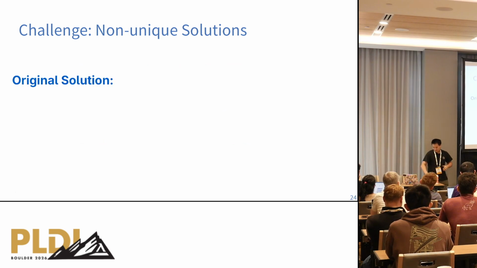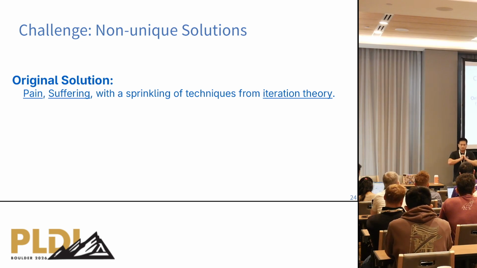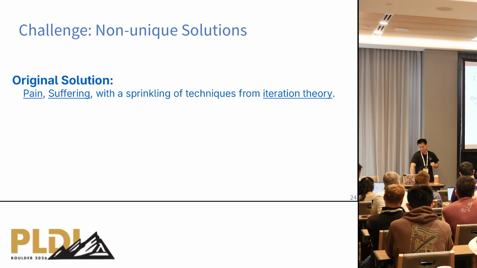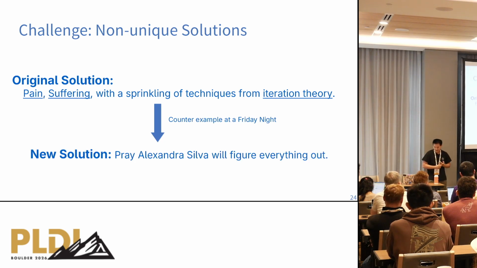So in the original solution, we were trying to do pain and suffering with techniques from iteration theory, which are theories that axiomatize the canonical solution of fixed point equations. And after I encountered a counterexample on Friday night, I have a new solution. Pray that Alexandra will figure everything out. OK, I think that's all I want to talk about. I hope you find this hard and depressing, and share my suffering.